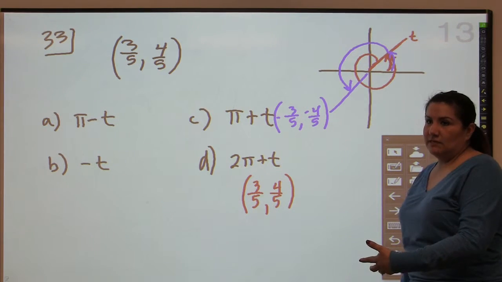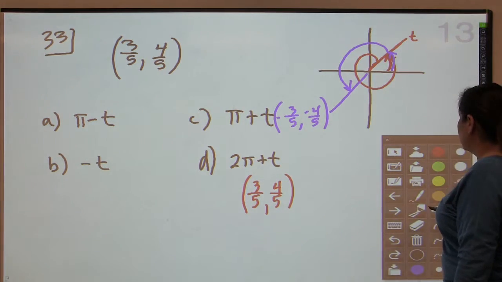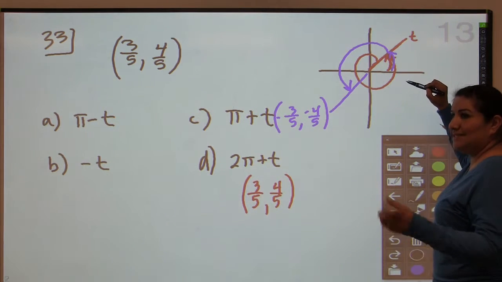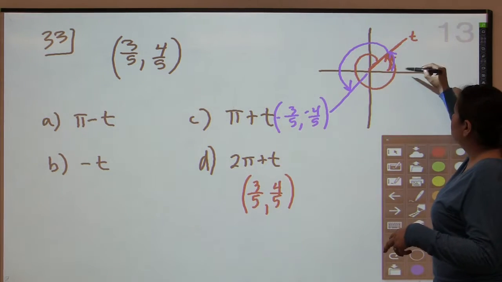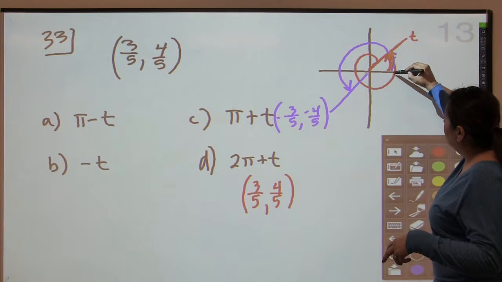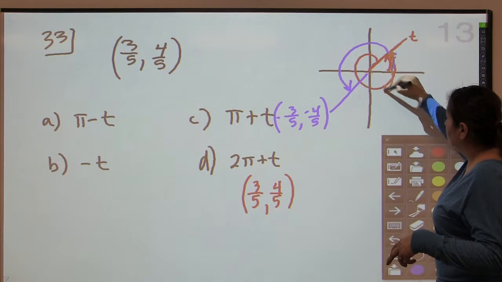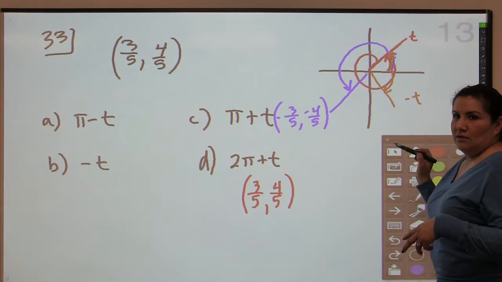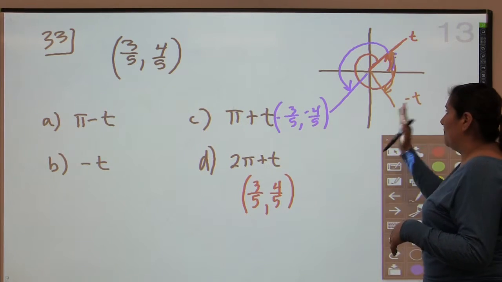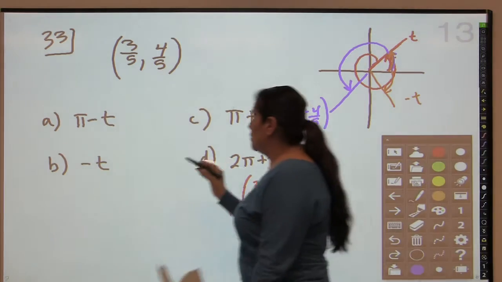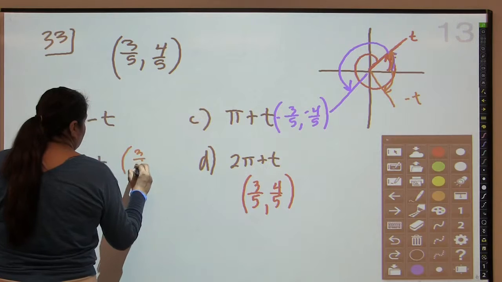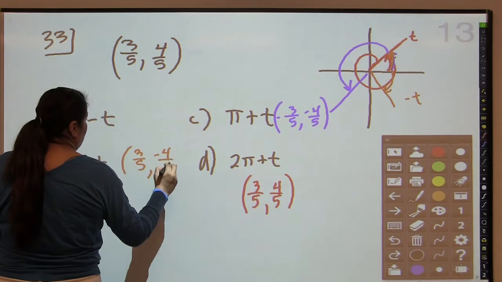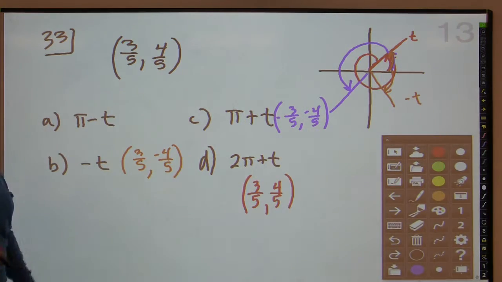What about negative t? Negative t is going to go the same distance, but in a different direction. So if this is regular t, then that's negative t, right? So the terminal point for negative t would be positive x, negative y. So you just kind of have to picture where you're at.